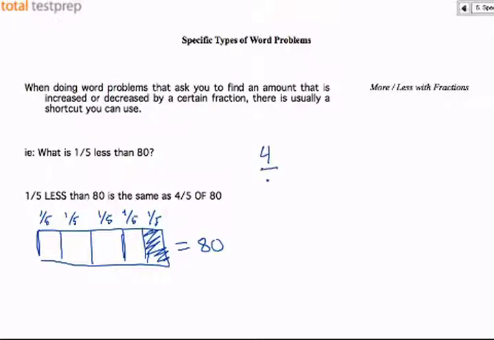In other words, you would write this as 4/5 times 80. You would then reduce the 5 and the 80. This becomes 16. So 4 times 16 is 64. The answer here then is 64. So whenever you're doing a fraction less, take that fraction away from 1 and multiply.